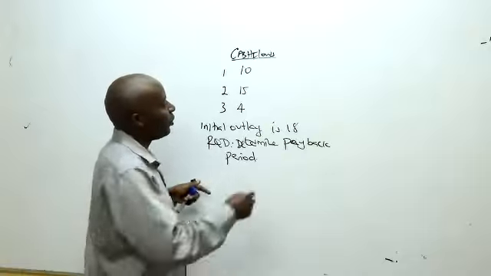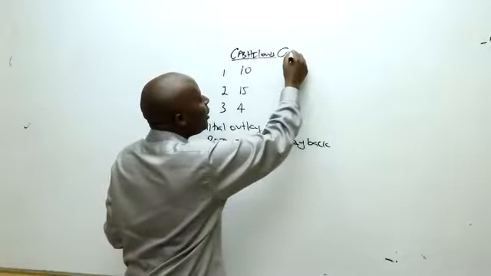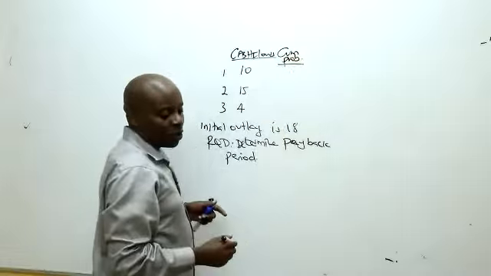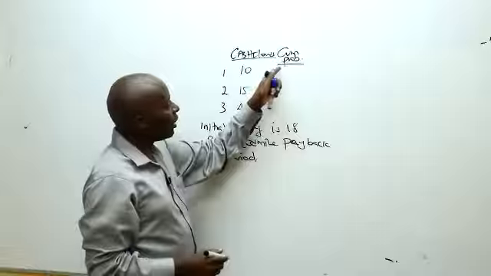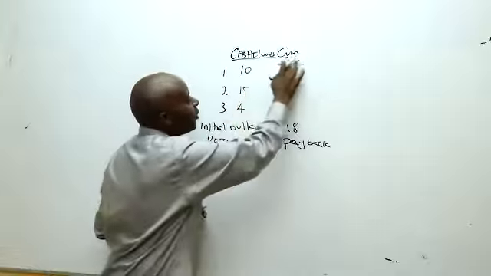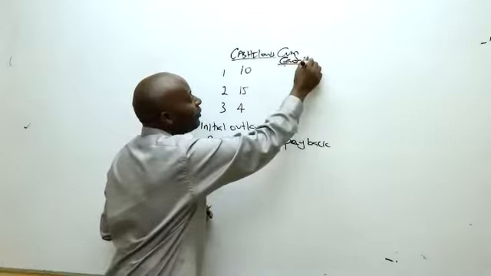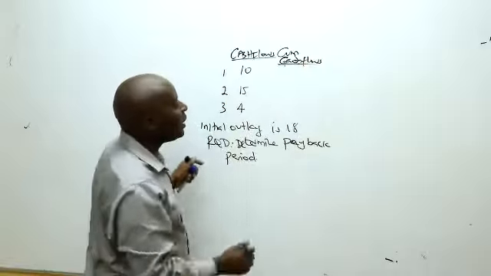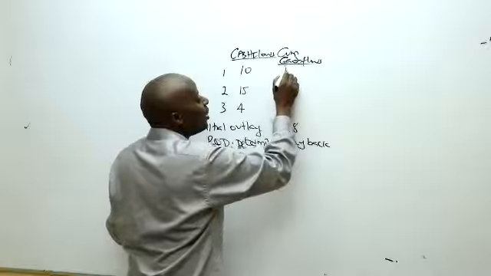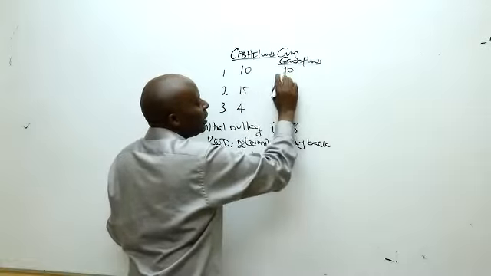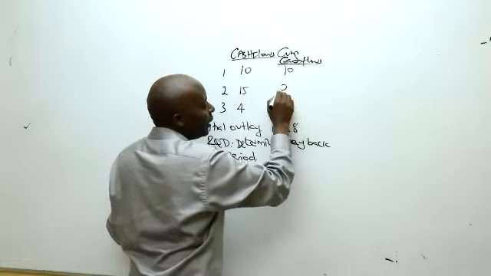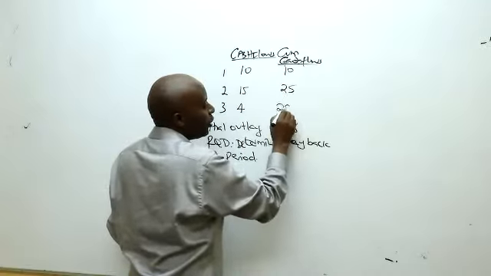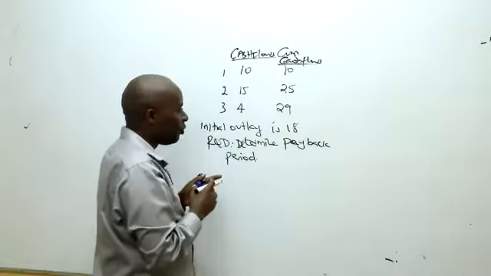So the easiest thing you need to do, ladies and gentlemen, if you are given this kind of cash flows, is to give us the cumulative cash flows. You accumulate these figures downwards. So accumulating the cash flows downwards, what do we have? We have 10. Add these here, that gives us 25. Add this 4 here, which gives a total accumulated cash flow of 29.